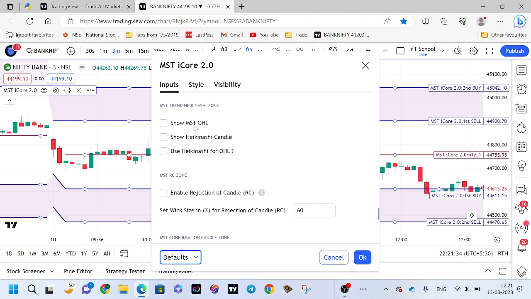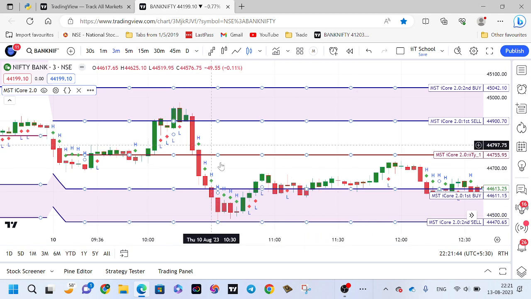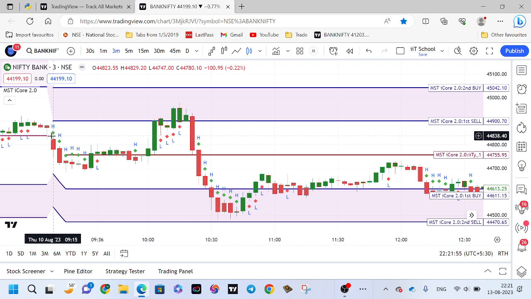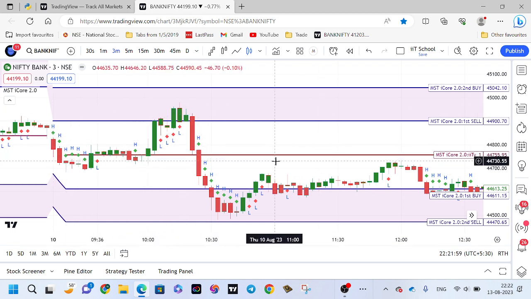And this candle, if you see MST OHL and Heikenhashi candle and Heikenhashi calculation, if you see here, in a normal candle you can see Heikenhashi pattern. In a normal candle you can see Heikenhashi pattern, Heikenhashi high, Heikenhashi low, and like you can see. So how to use that open high low of Heikenhashi, I will release one more video.